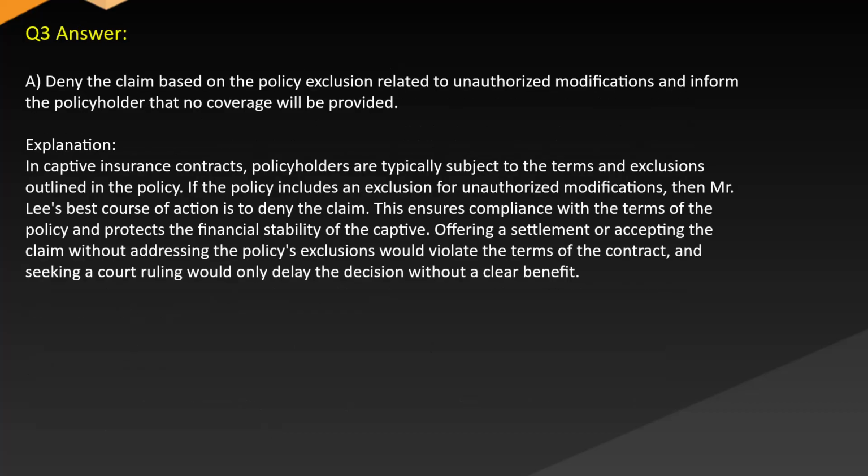Answer: A. Deny the claim based on the policy exclusion related to unauthorized modifications and inform the policyholder that no coverage will be provided. Explanation: in captive insurance contracts, policyholders are typically subject to the terms and exclusions outlined in the policy. If the policy includes an exclusion for unauthorized modifications, then Mr. Lee's best course of action is to deny the claim.